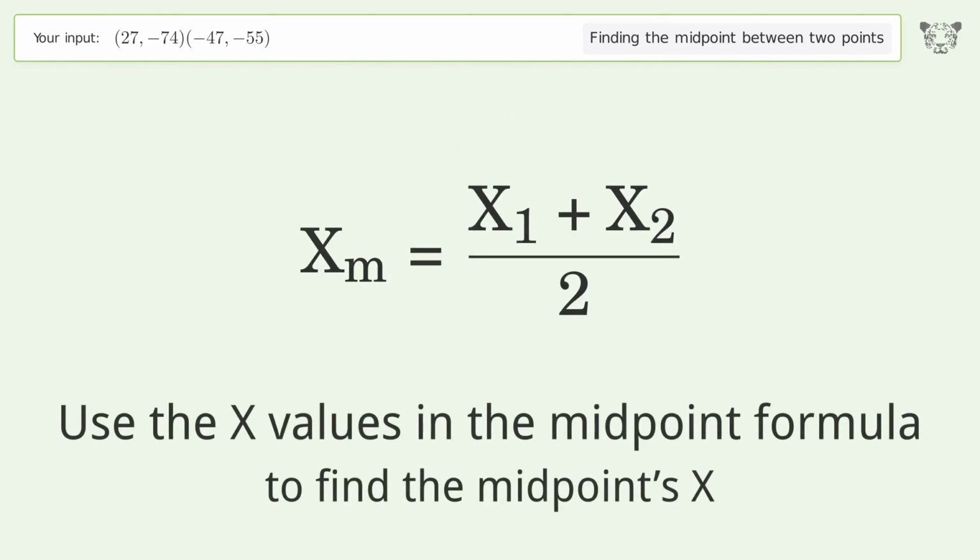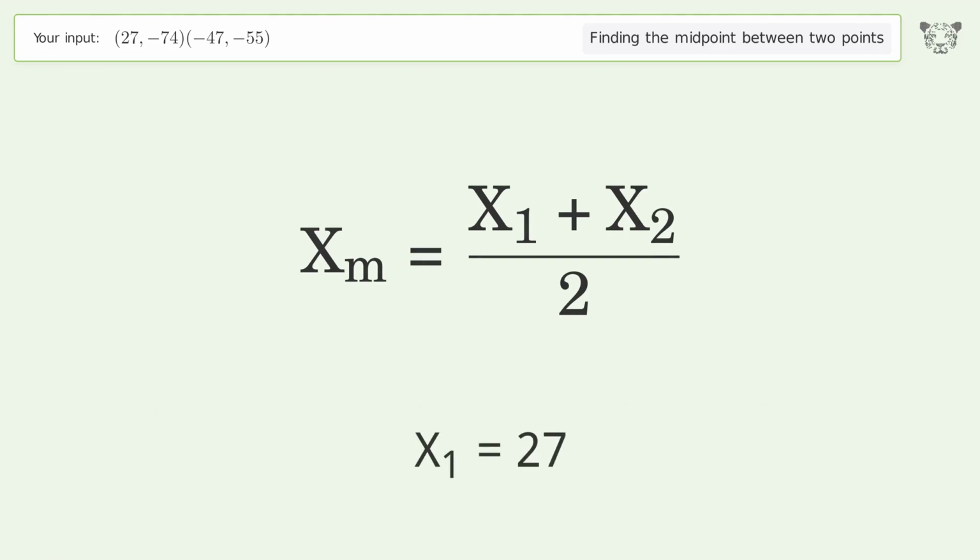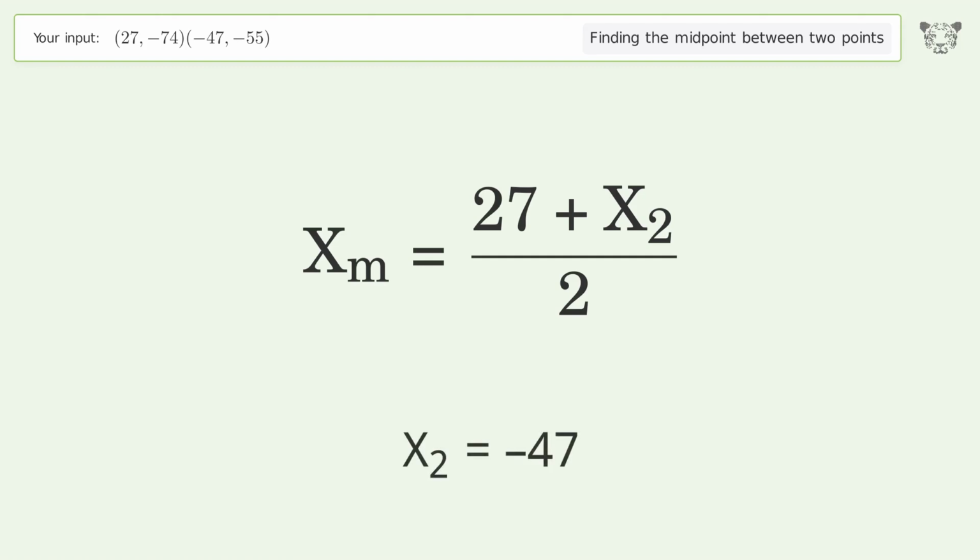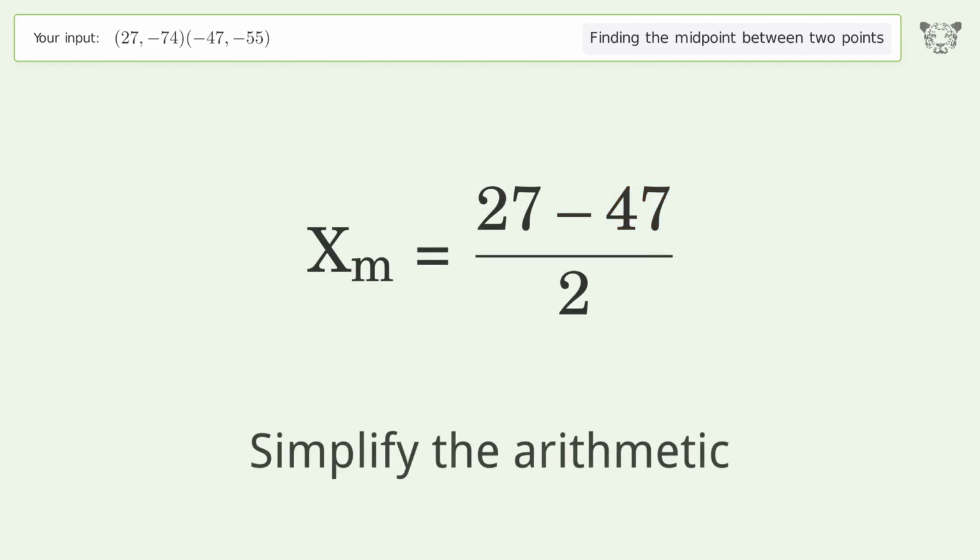Use the x values in the midpoint formula to find the midpoint's x. x1 equals 27. x2 equals -47. Simplify the arithmetic.